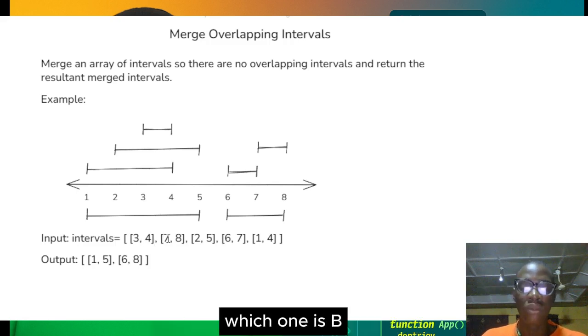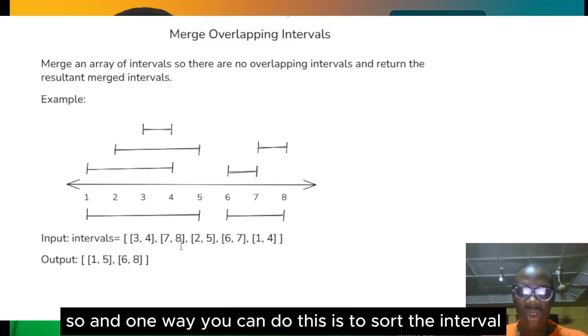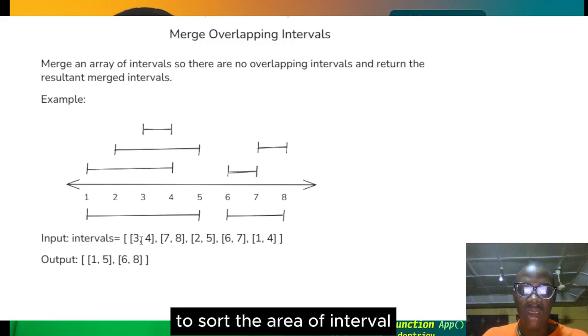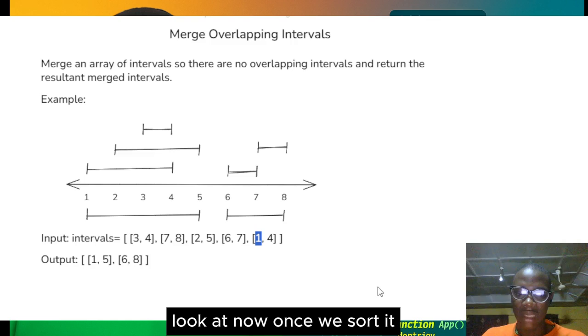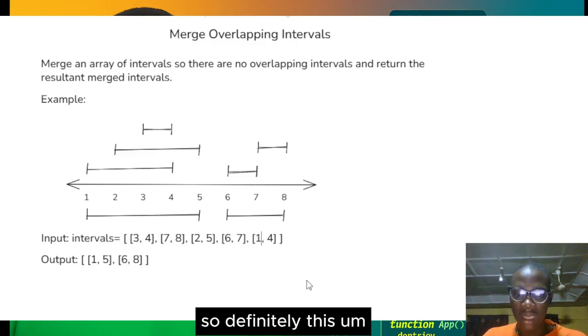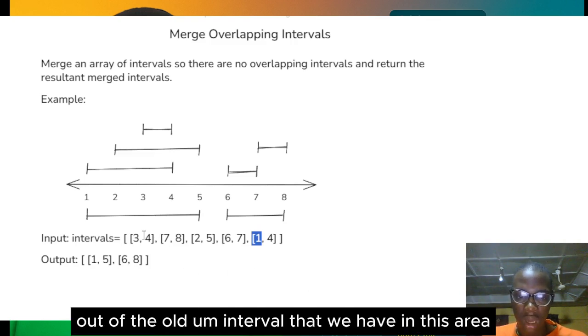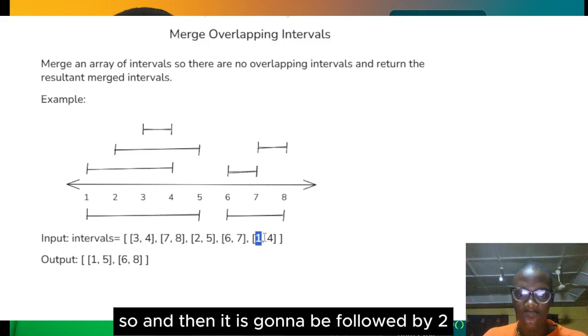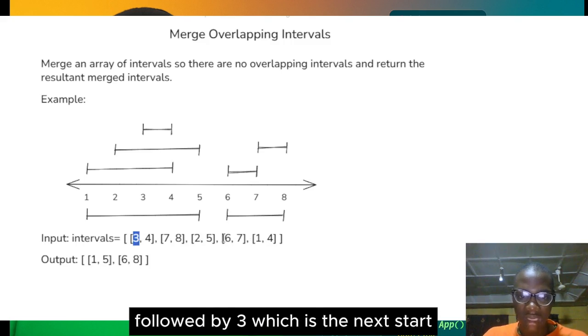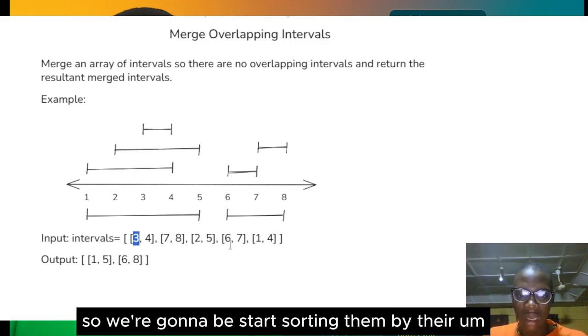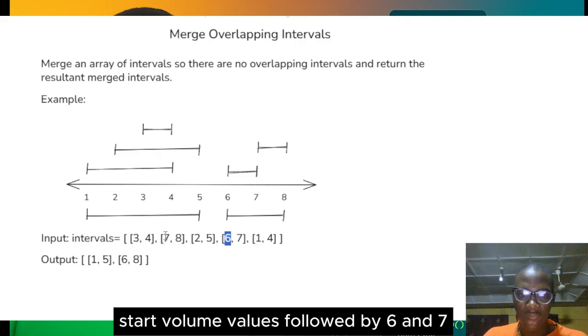One way you can do this is to sort the array of intervals. After sorting by their start value, look at it now: once we sort it, we know that this is 1 to 4. So definitely, out of all the intervals that we have in this array, this is the start. It is going to be followed by 2, which is the next start, followed by 3, which is the next start. So we are sorting them by their start values, followed by 6 and 7.